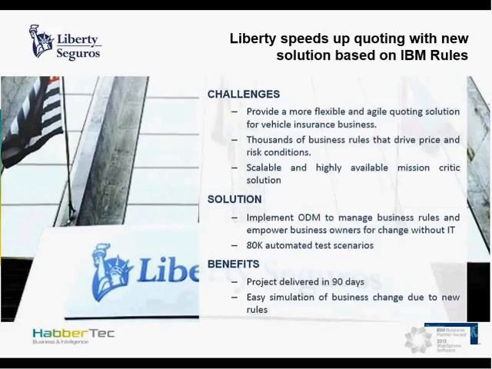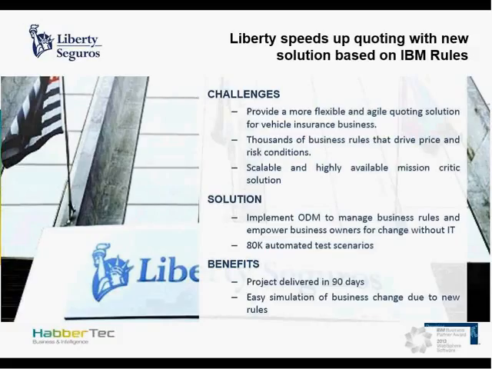Third one is Liberty Insurance. This one I brought to you due to the rules approach. They're using the rules approach to automate pricing, so quotations for auto insurance. It is very similar to the credit process, but it makes sense to mention because it's quite automated.